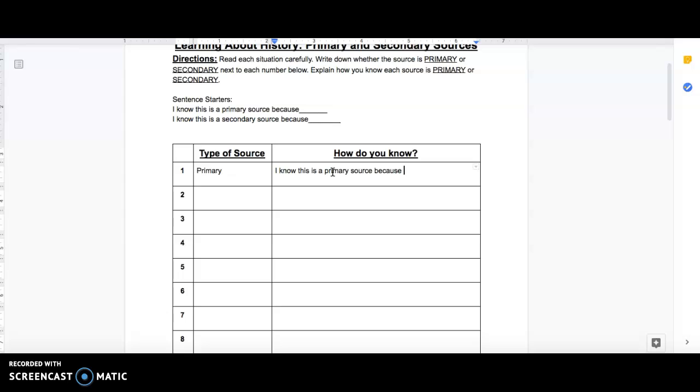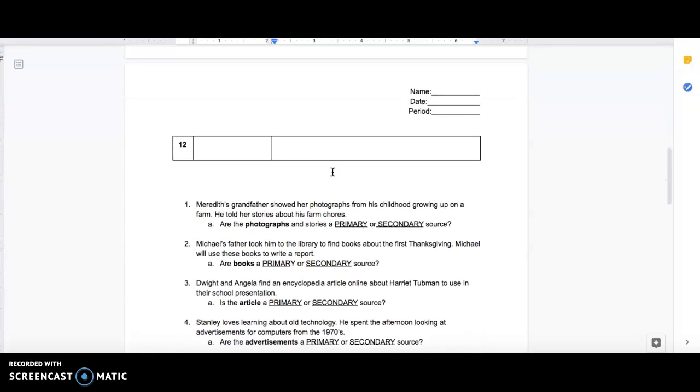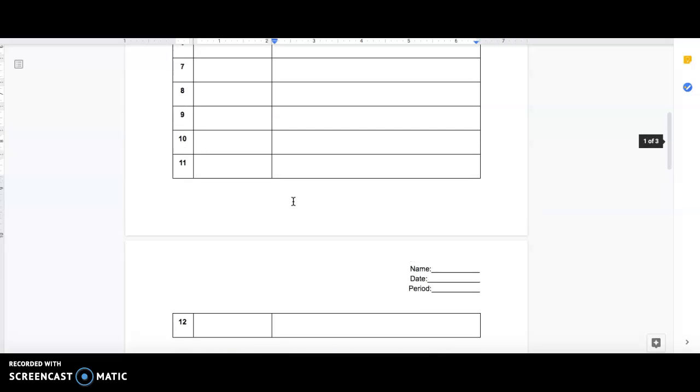and according to the notes, right, a primary source can come from a person that directly experienced the event. If you go back down here, it's Meredith's grandfather. He's telling the story about his childhood growing up on a farm. You're not learning the information from a book. You're not learning the information from someone about his experience. You're learning about his experience from him. It happened to him during the event. So that is a primary source.